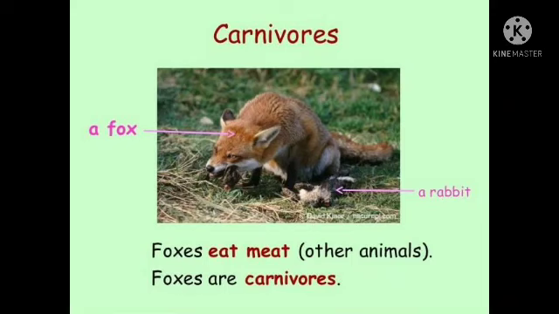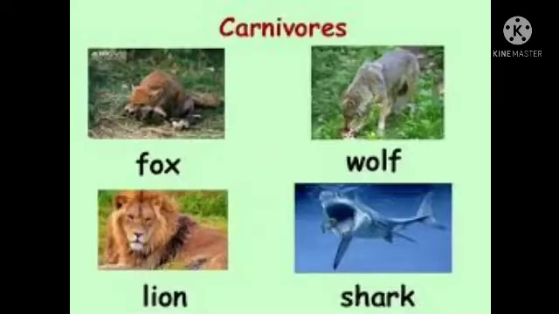How are the teeth of carnivores? They have very sharp and pointed teeth for catching their prey and tearing at its flesh. They have sharp and pointed tearing teeth in front to tear the flesh of animals, and broad teeth at the back to chew the food. So, children, flesh-eating animals are called carnivores.